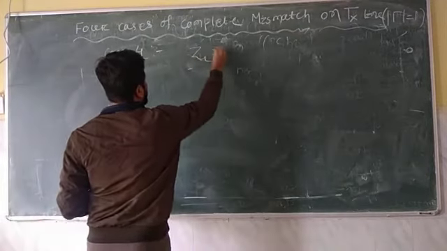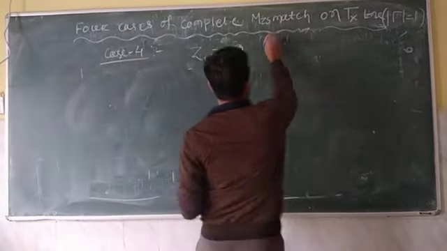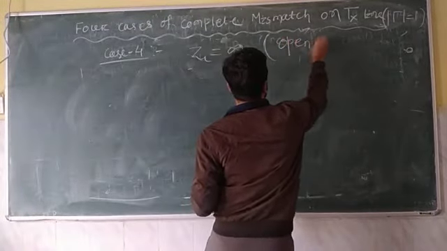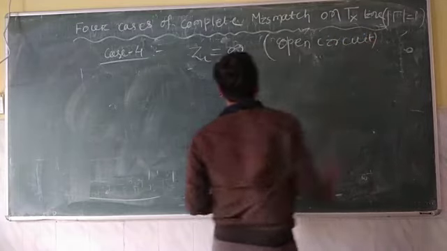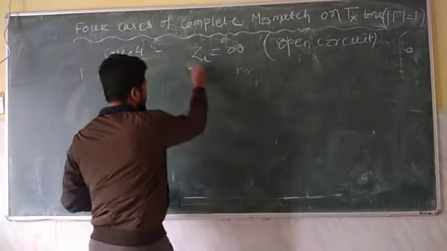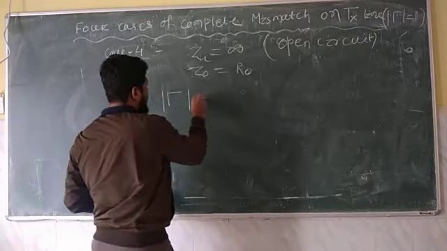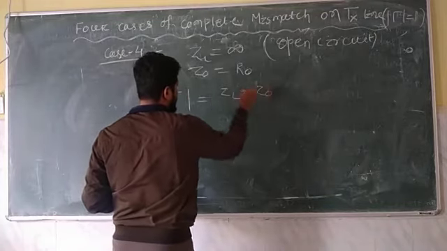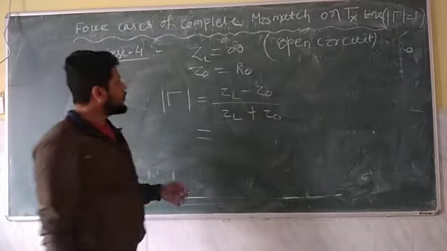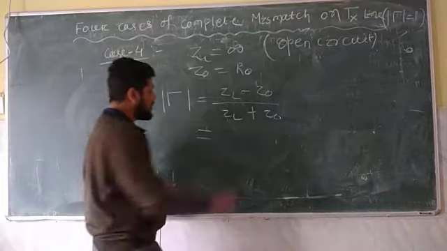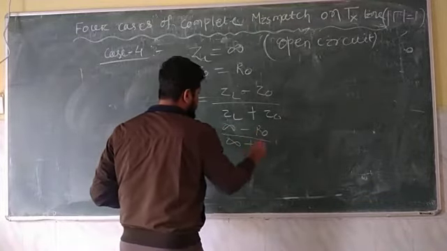When ZL is equal to infinite. The moment ZL is equal to infinite means open circuit. That is the condition for open circuit. And Z0 is equal to R0. Then what will be the value of gamma magnitude? So gamma magnitude is equal to ZL minus Z0 divided by ZL plus Z0. Now we will put the value of infinity minus R0 divided by infinity plus R0.